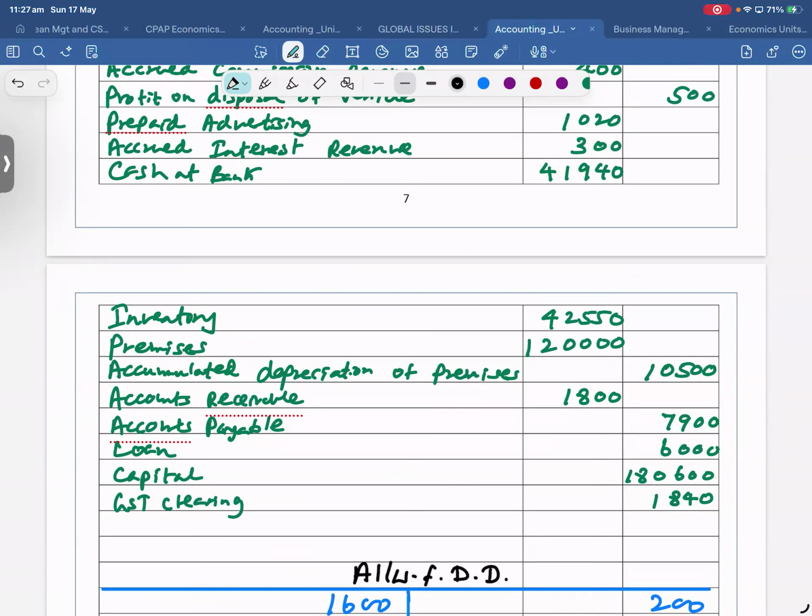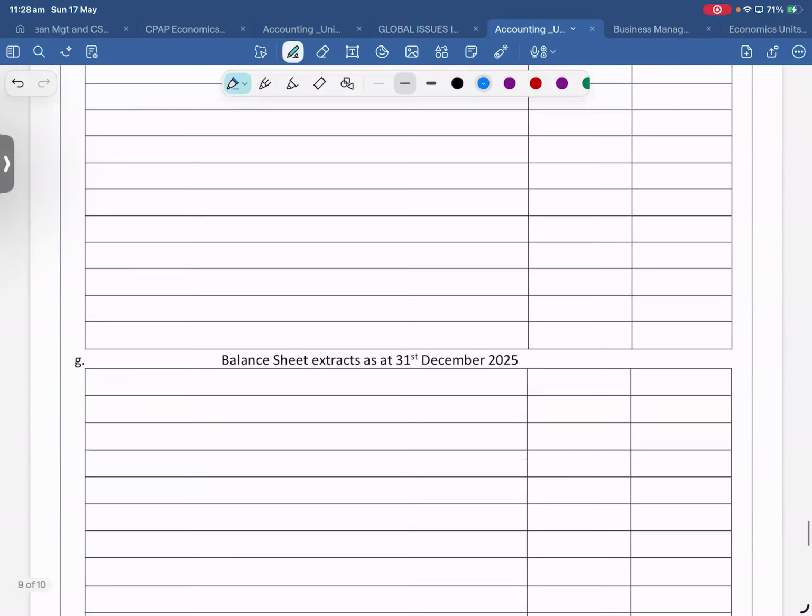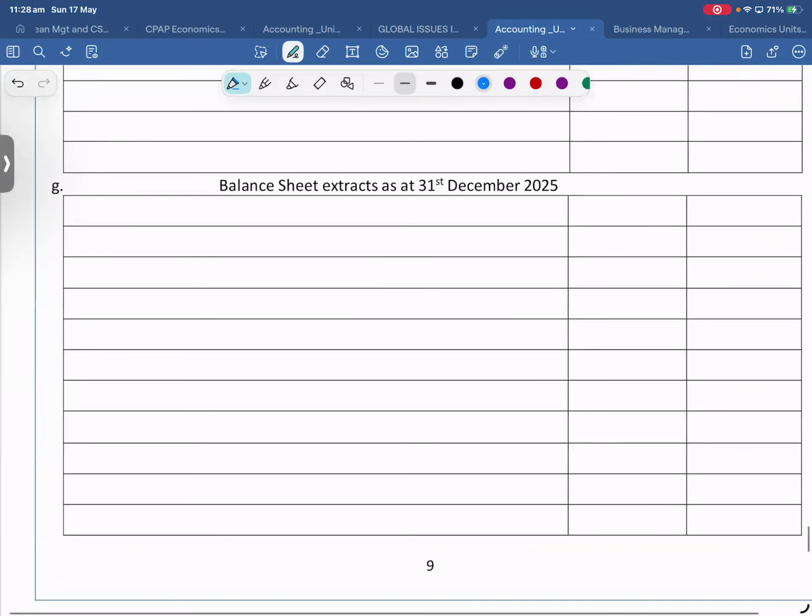We'll start from the beginning, guys. We have to do the balance sheet only the assets section, so we don't have to worry about the other ones. We'll start with the prepaid rent, 15,000. What is it? Prepaid rent. Absolutely, a current asset.